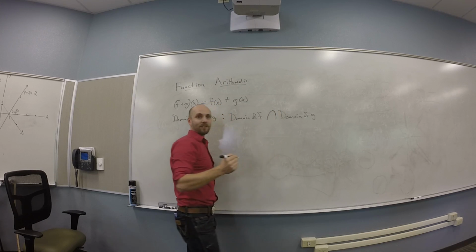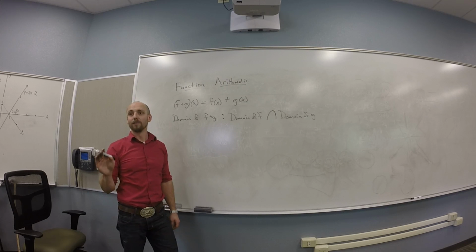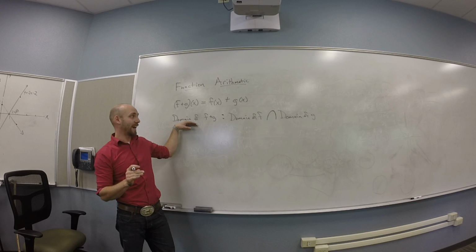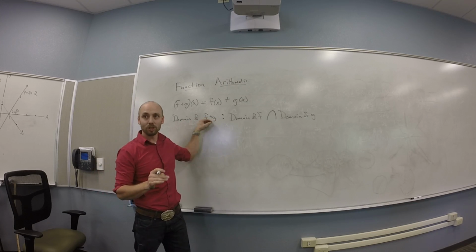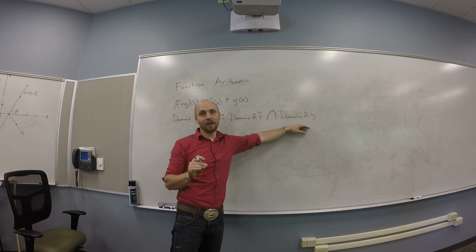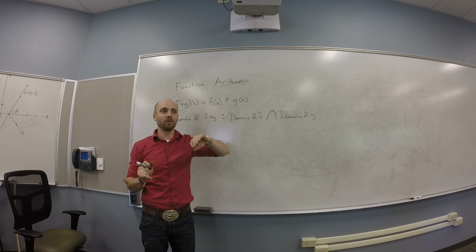Yeah, I need to staple these together. It's got to be intersecting, right? Because I'm saying that for something to be in the domain of f plus g, it needs to be in the domain of f and also be in the domain of g. Okay, see how that's different than a union?